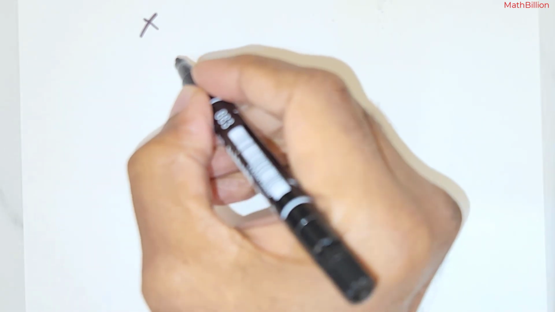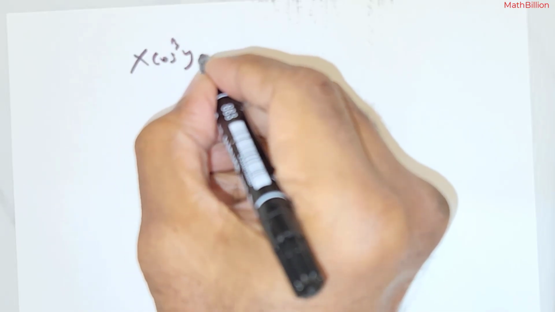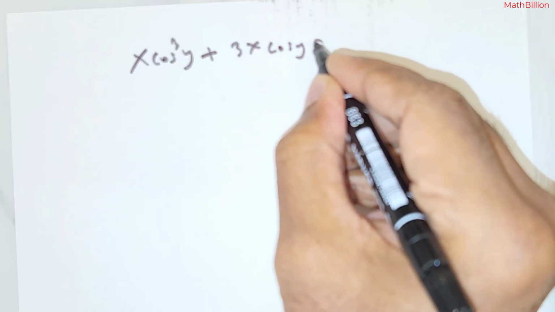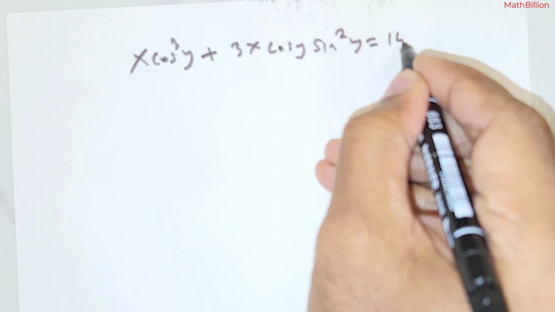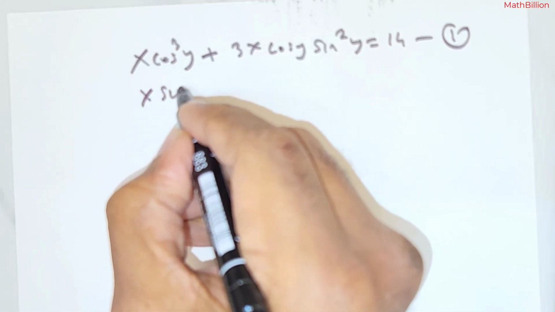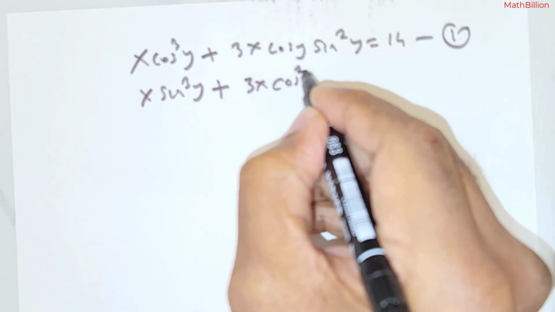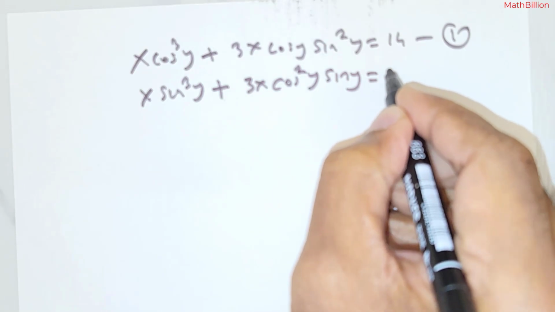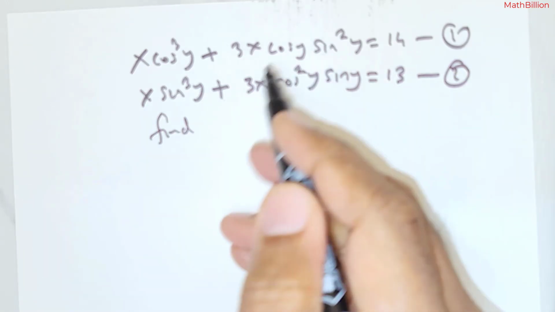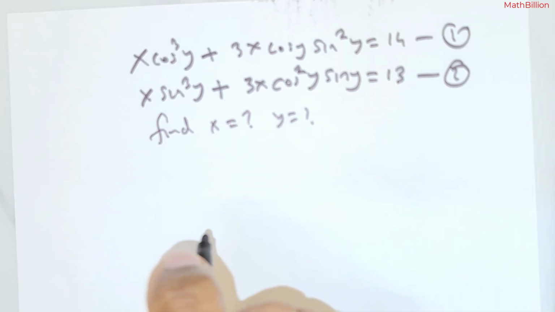Welcome everybody. We are given this question: x times cos cubed y plus 3x times cos y sin squared y is equal to 14, equation 1, and x times sin cubed y plus 3x times cos squared y sin y is equal to 13, equation 2. Now we are expected to solve and find the value of x and the value of y.